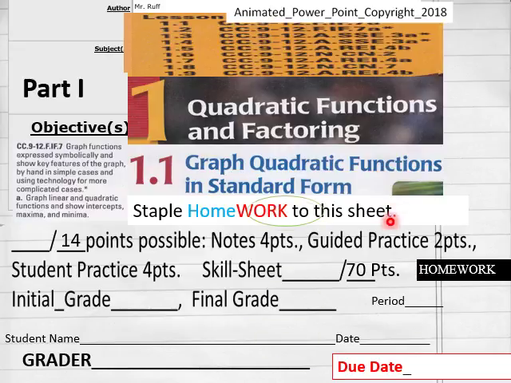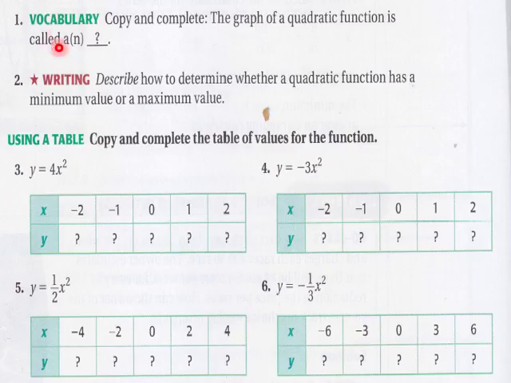Now we go into the homework for part 1 of 1.1. You got 70 points here in this homework, and you had 14 points of taking notes in the classwork. Vocab, writing, using a table, copy and complete the table. So for this function, complete your table, students. Same thing here. Complete your table. I mean, come on.